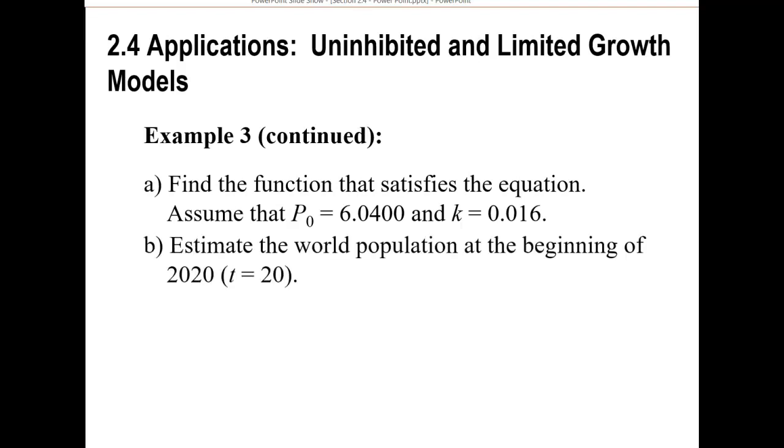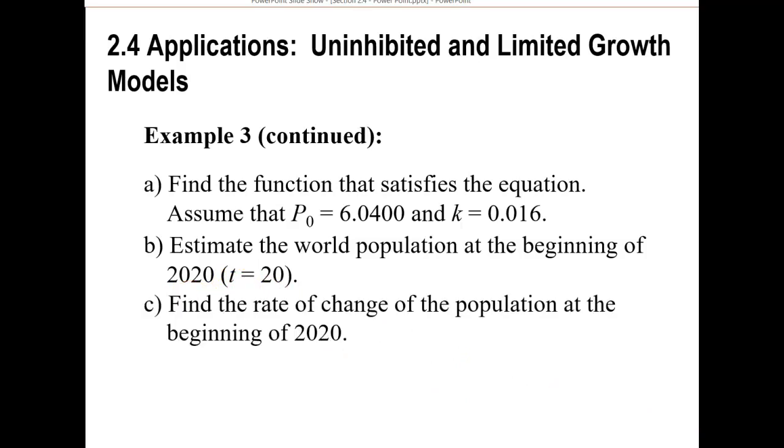So estimate the world population at the beginning of 2020, meaning if our initial population was found in 2000, right? If we're in 2020, that means the time value would be 20 years. So that's a t-value of 20. Then find the rate of change, meaning the derivative of the population at the beginning of 2020. So basically just like we did on our last example here, just using population as our context instead of money.